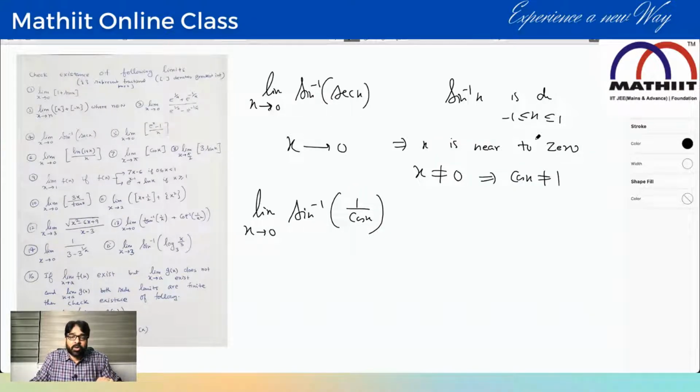Are you getting my point? So this value is greater than 1. So this itself is not defined. We'll say does not exist. Does not exist. Some students' notes I've seen, they wrote like this.